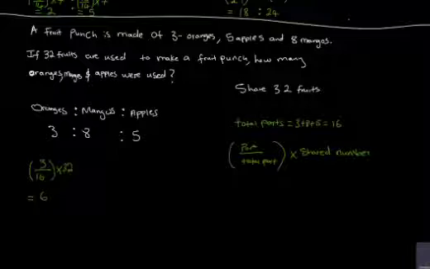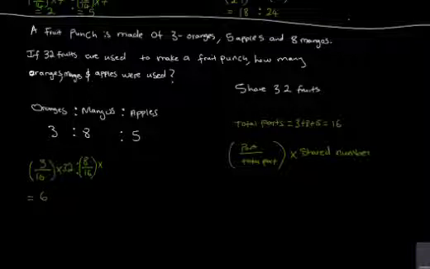Right, we do the same thing for 8. That is going to be the part, which is 8, over the total of the parts, which is 16. All of that multiplied by the number 32, which is being shared. And we will find that that is actually 16.